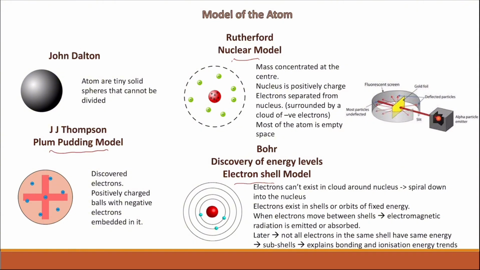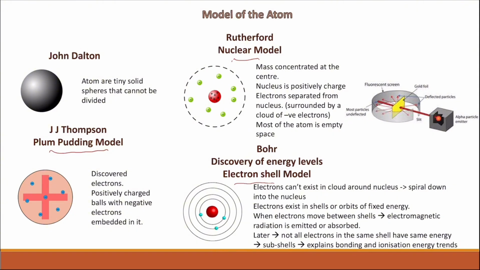Rutherford later discovered the nucleus and that the nucleus has a positive charge. When he did his experiment with gold foil, he discovered that the mass of the atom is centered at the center, that the nucleus is positively charged, and that the electrons just surround the positively charged nucleus. He didn't speak about energy levels. Bohr is the one who discovered the energy levels with his model, the electron shell model.